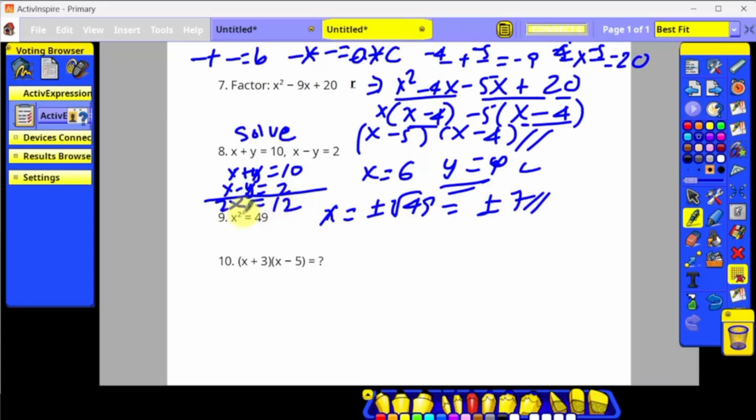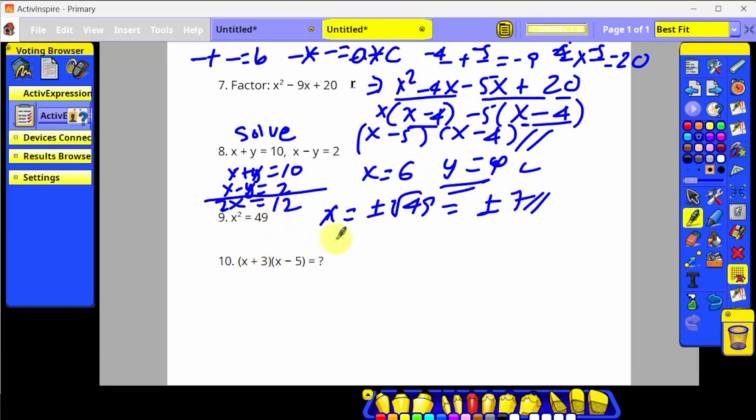Unless the domain is greater than or equal to 0. If you are saying that the domain of this function is, or the value of x is greater than only 0, or for some reason x could not be negative, that time it should be 7. Otherwise both minus 7 and 7 give you 49.